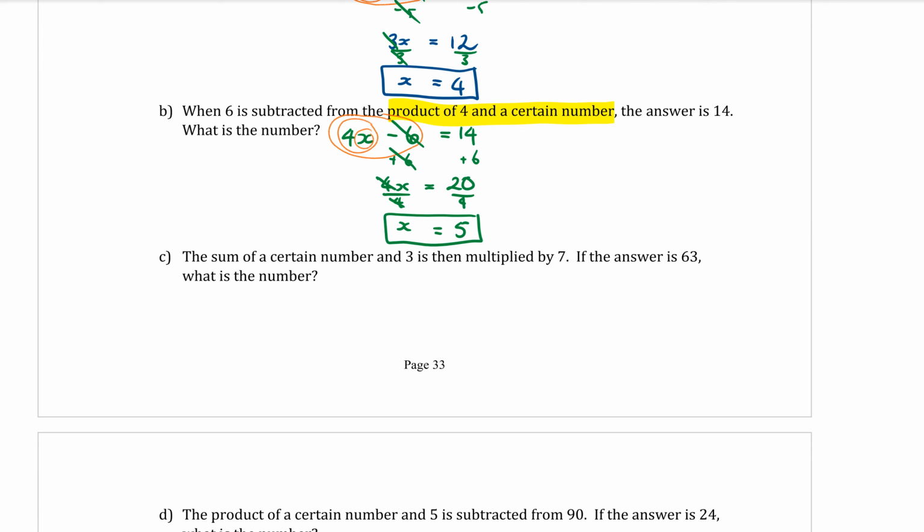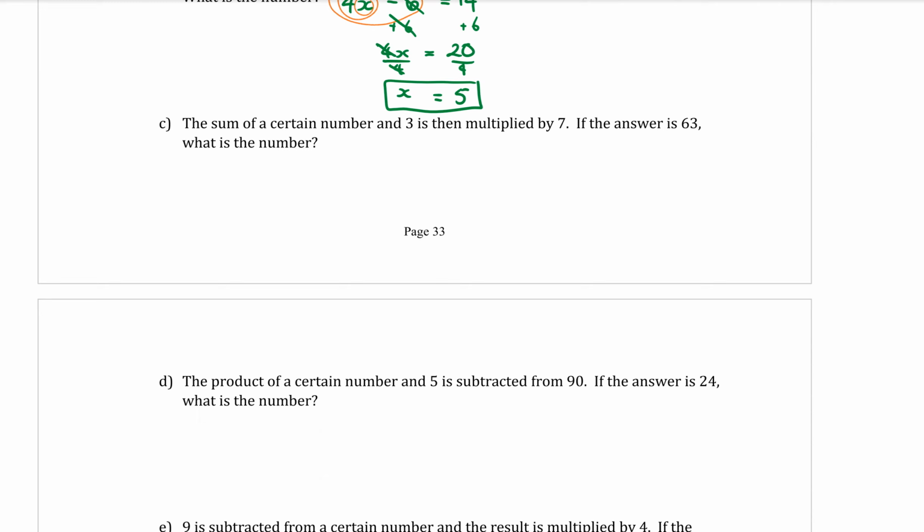All right, C. The sum of a certain number and 3 is then multiplied by 7. Who wants to give this a go? All right. Oh, Ashley. Is it 3x times 7 equals 63? Not quite. Sum. What does that word sum mean? We've got to add something. What are we adding? 3 plus x. 3 plus x, or I would put the x first. It's going to be x plus 3. So there is the sum of my number and 3.